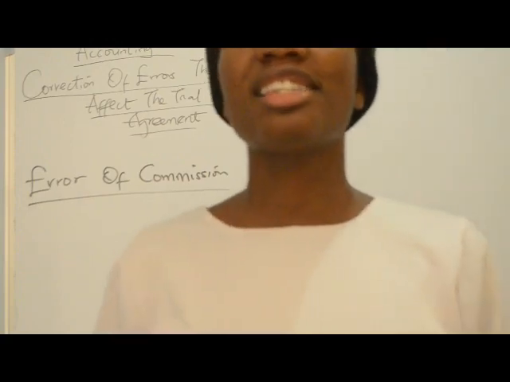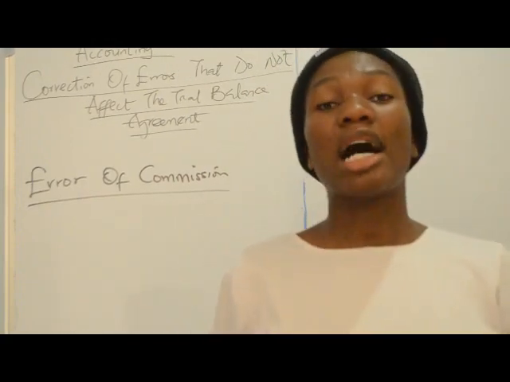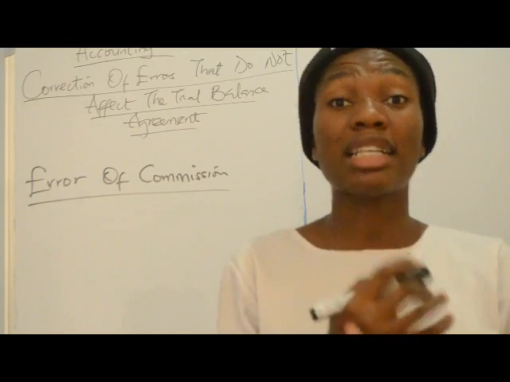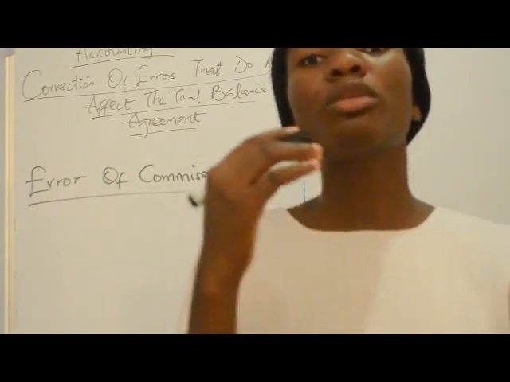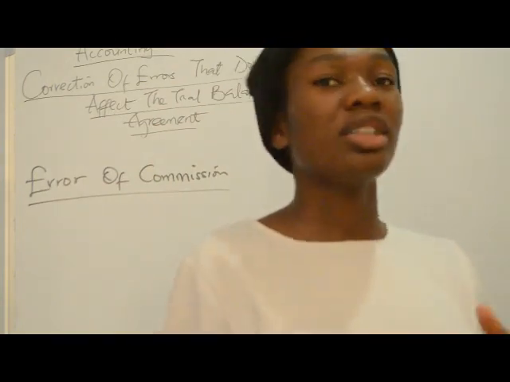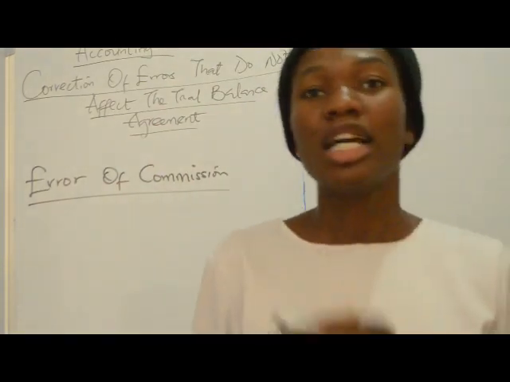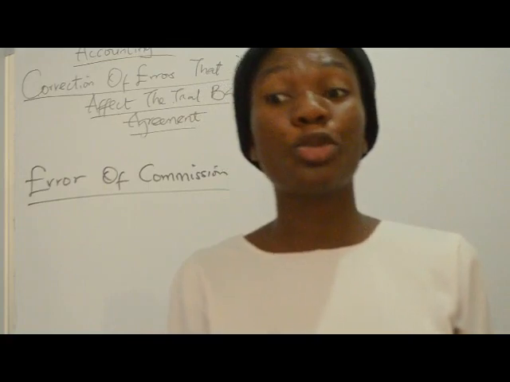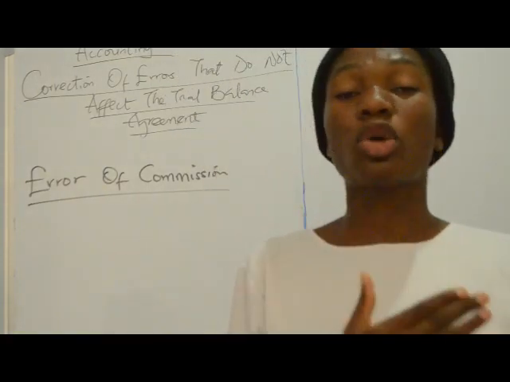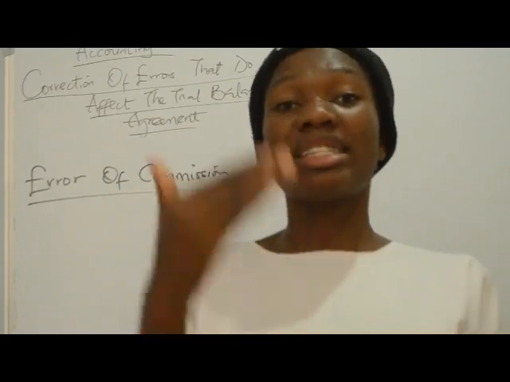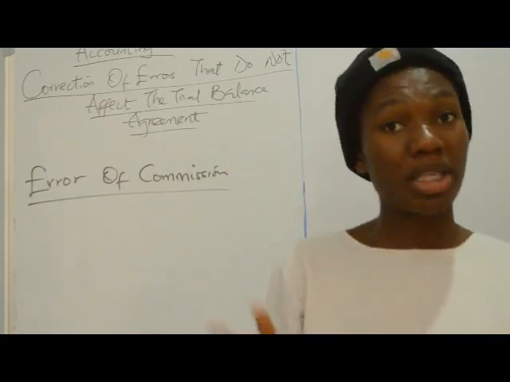Error of commission is simply where our transaction was recorded in the wrong person's account. That's what error of commission means. It's closely related to our error of principle, but it's different. It means it was entered in the wrong person's account. It has to do with persons.